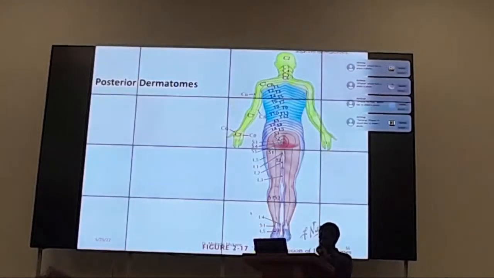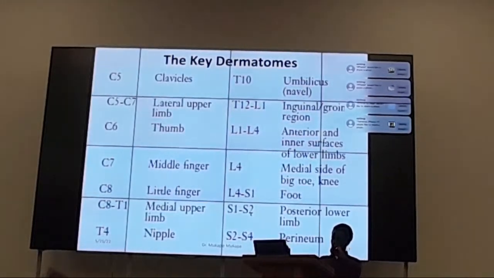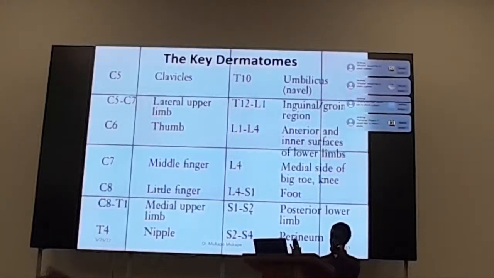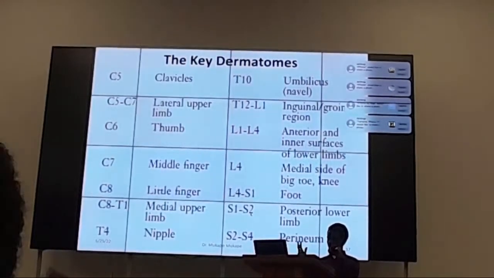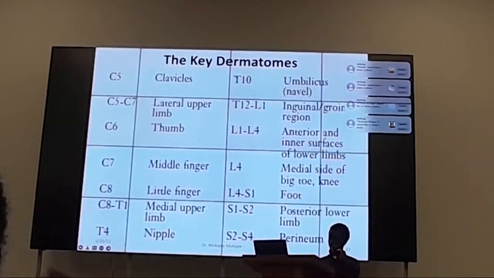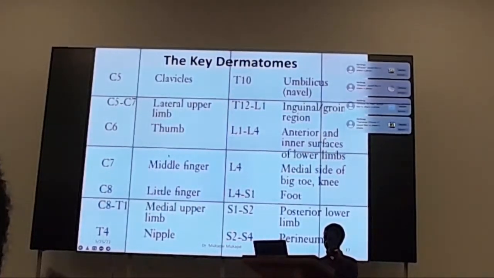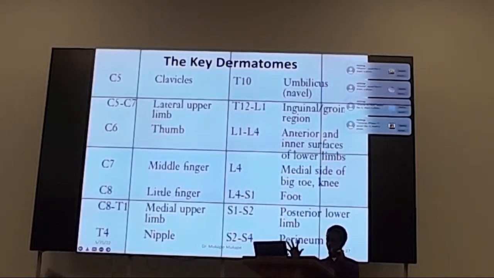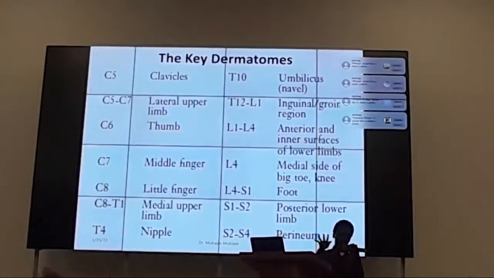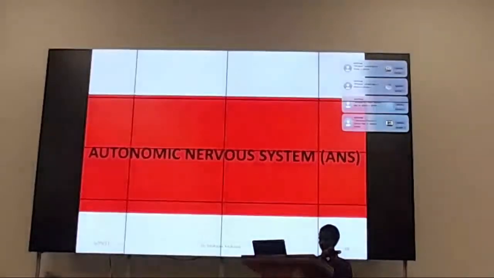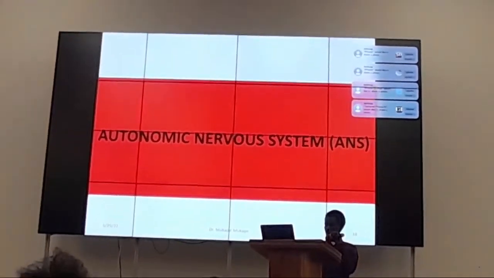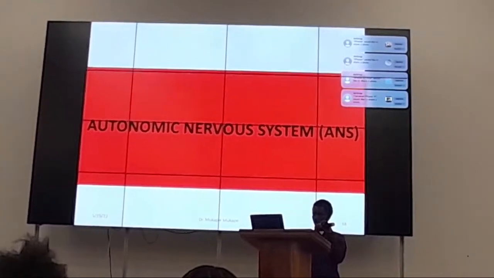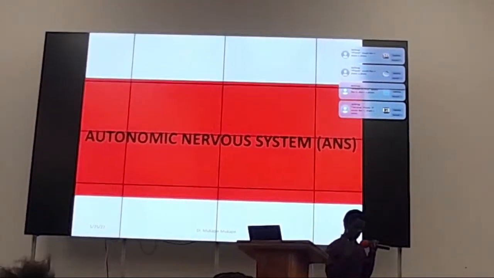There's a table here to just show the important dermatomes. So at clavicles, C5. At the umbilicus, T10. Okay? At the nipple, T4. Perineum, S2, S4. Something like that. Just key dermatomes. Okay, so now we have come to autonomic nervous system.